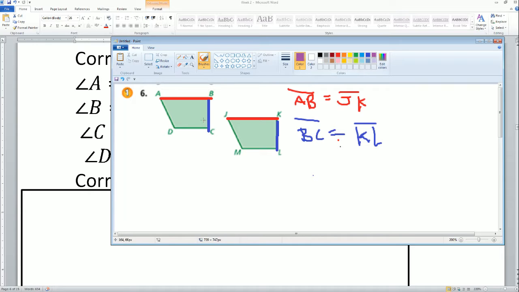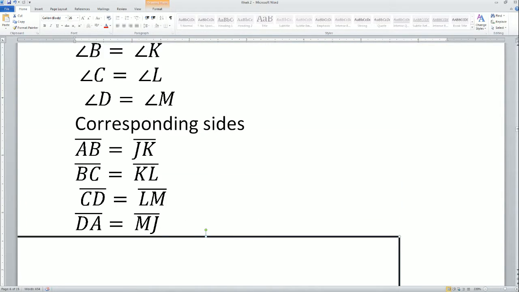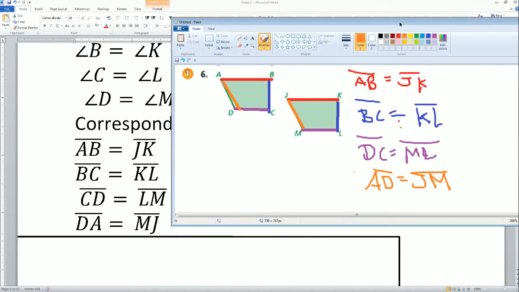Let's see, purple line. DC, ML. DC is the same thing as ML. And purple, orange. AD is the same thing as JM. That is your corresponding sides right there based on the work presented right here. I wrote DA here, same thing as AD.